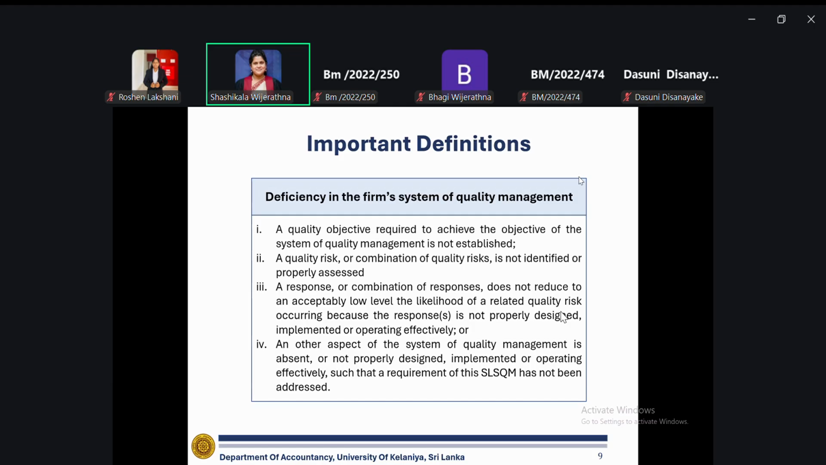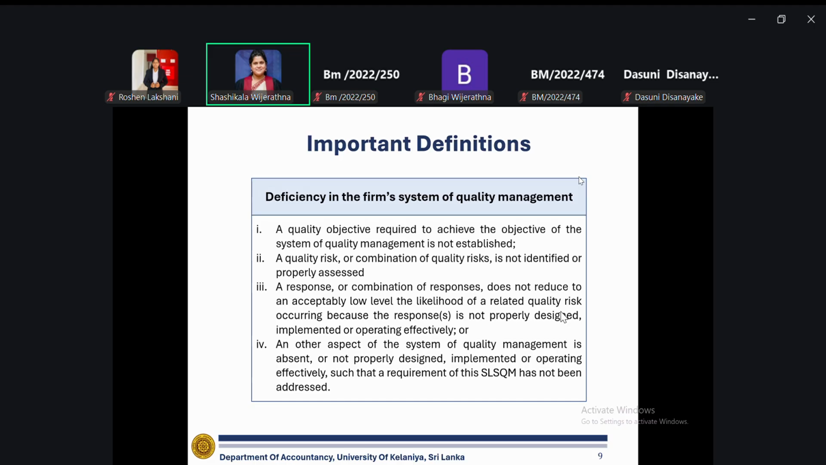Don't misunderstand that this is applicable to any of the companies and they can use this SLSQM to develop a quality management framework. This standard is actually applicable to audit firms. So all the audit firms, when providing audit services to the clients, should implement this standard within the organization. The first important definition that you need to know is deficiency in the firm's system of quality management.